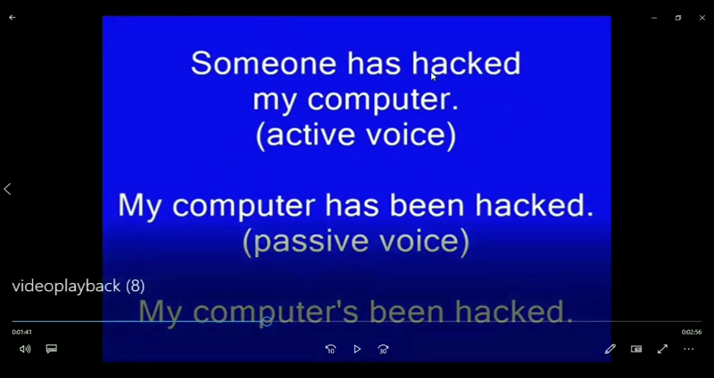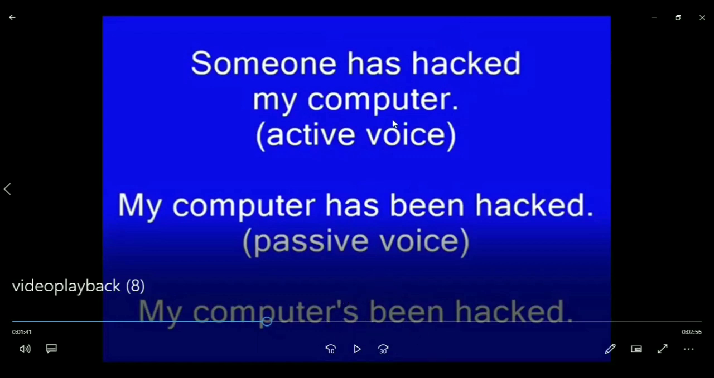So see, in the present perfect simple tense, we use only has or have plus verb 3, right? But in the passive voice, we add been. We added been. So my computer has been hacked. It cannot be is because we have been here. So it should be has.